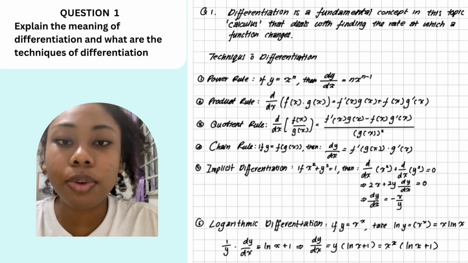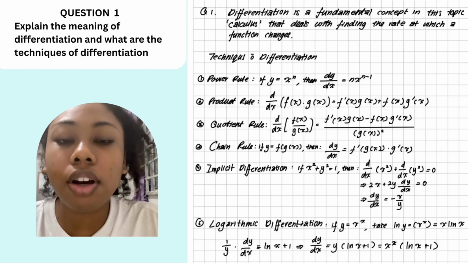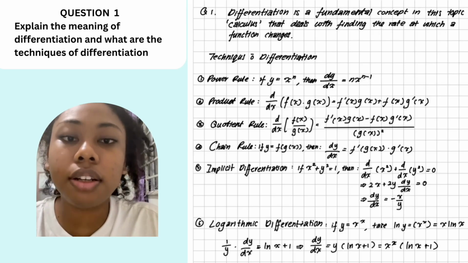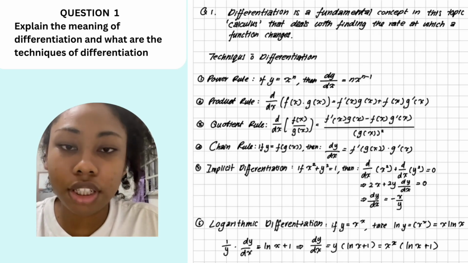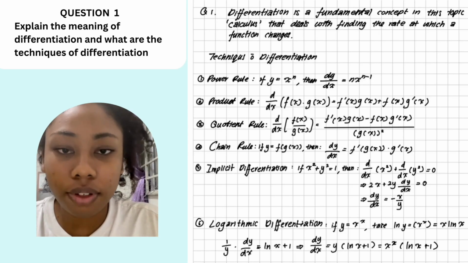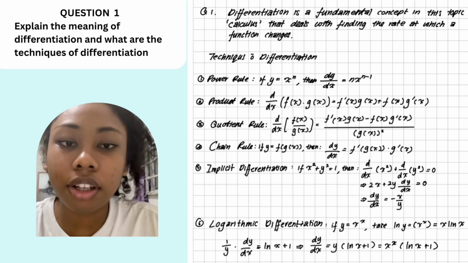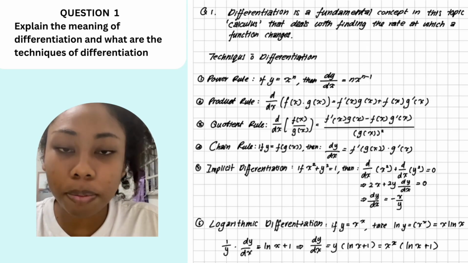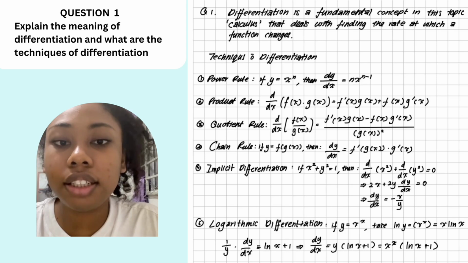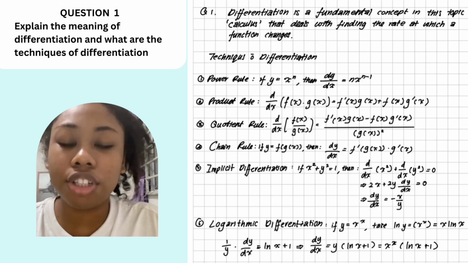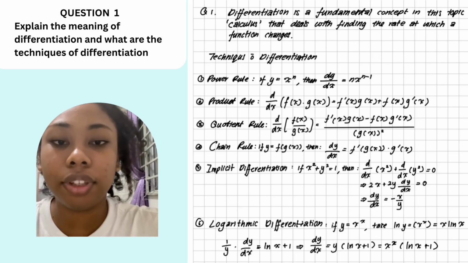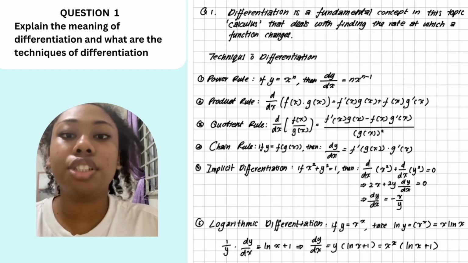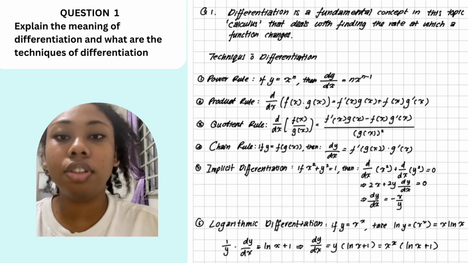I'm going to explain question 1, which is: explain the meaning of differentiation and what are the techniques of differentiation. First, what is differentiation? Differentiation is a fundamental concept in calculus that deals with finding the rate at which a function changes. For the techniques, there are 6 techniques altogether, and the first one is power rule.